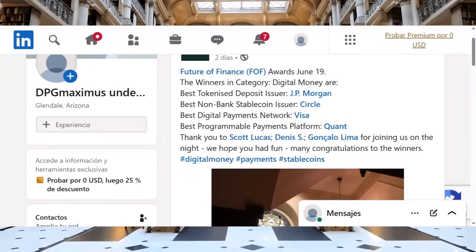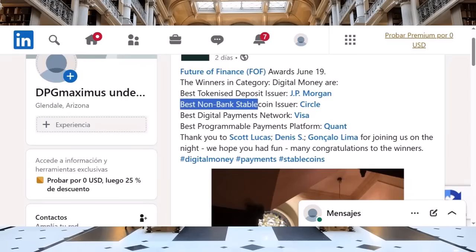JP Morgan, they got a connection to Oracle. Oracle does their infrastructure. Who also has a direct partnership with confirmation as of this year with literally Oracle. Quant. That's interesting. But Quant did win something. So again, we'll get to that in a second.